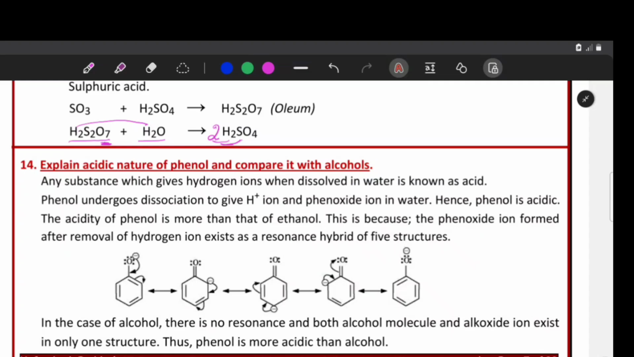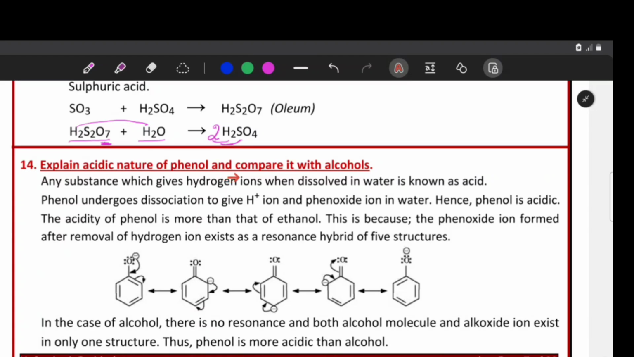Hello everyone, in this video we are going to discuss the acidic nature of phenol and its comparison with alcohols. Explain the acidic nature of phenol and compare it with alcohols. Actually, this is also one of the important questions for 4 marks. Sometimes this question also may be asked for 2 marks.